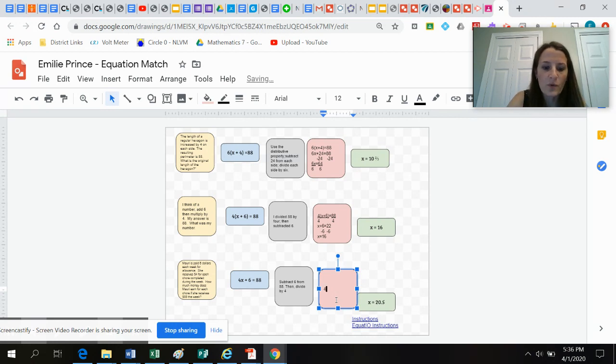Our original equation is 4x plus 6 equals 88. It says we are going to subtract 6 from 88. Oh, perfect. That's the first step in order to isolate x. Subtract 6 from both sides. That leaves me with 4x equaling 88 minus 6, which is 82. And that makes sense, because 82 plus 6 equals 88. And then it says we're going to divide by 4. Well, let's divide by 4.